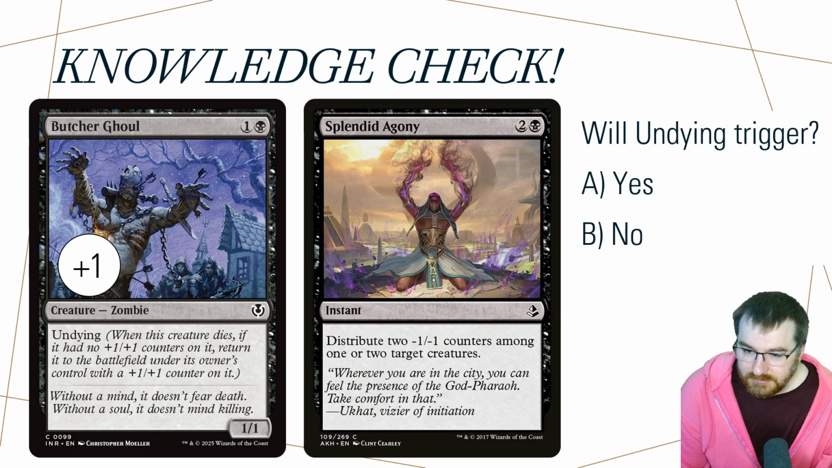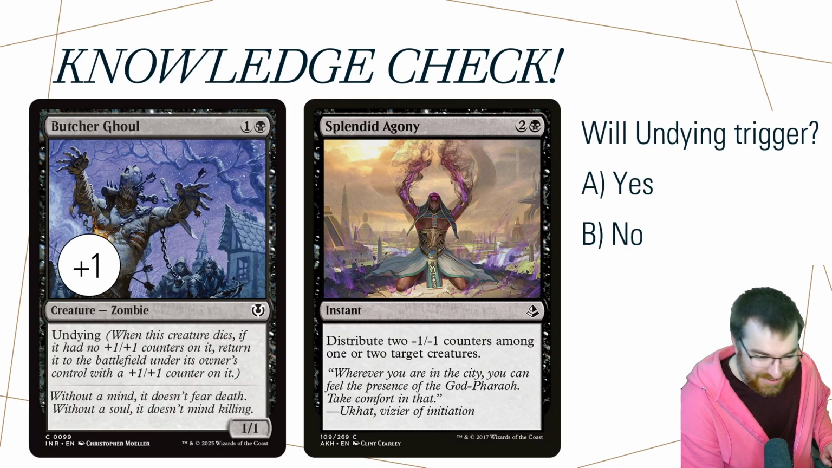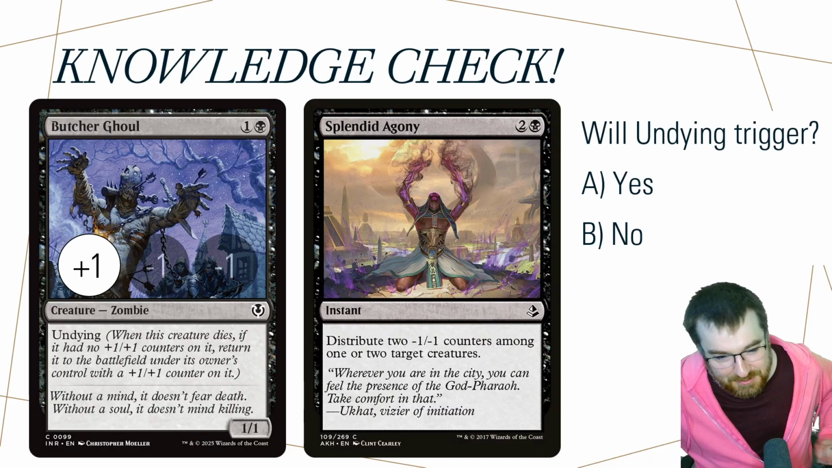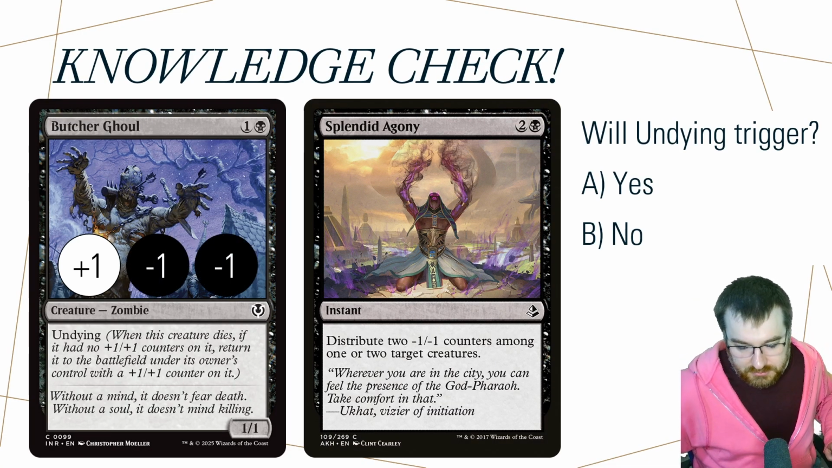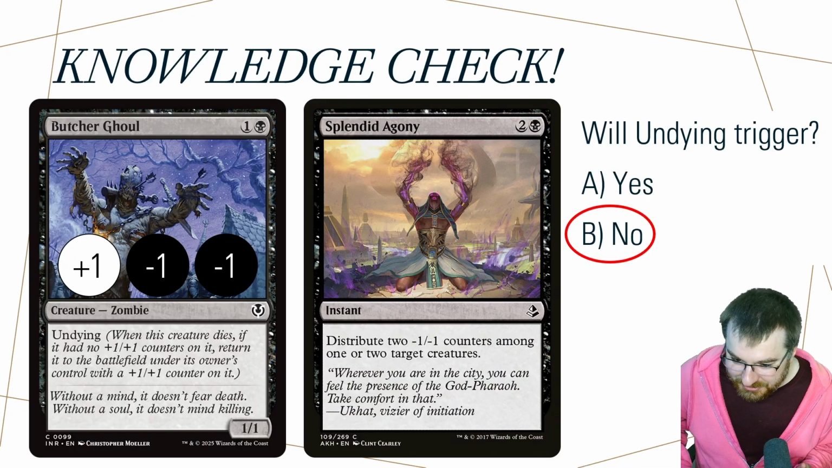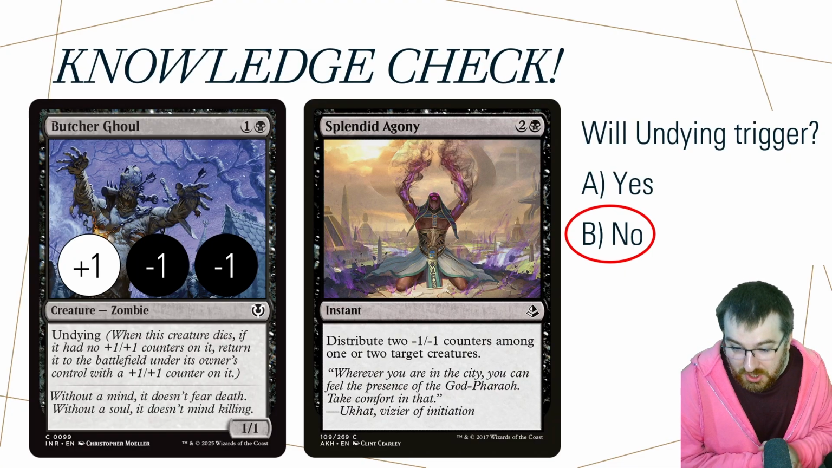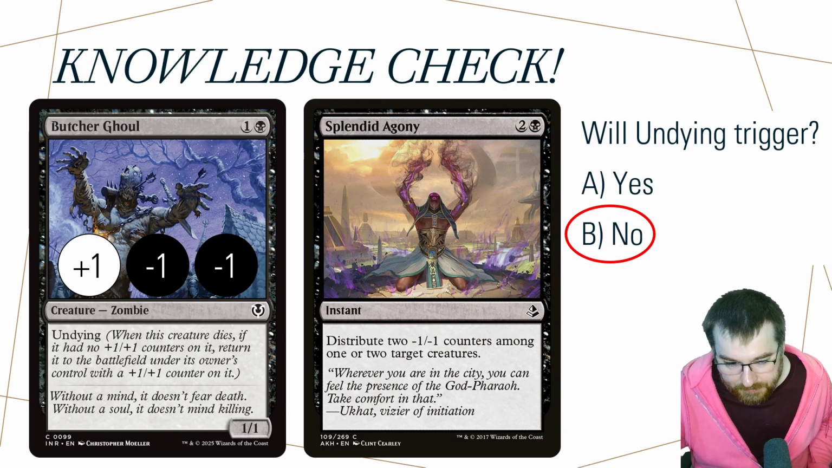All right. We have 7 votes for yes and 2 votes for no. Ooh. All right. Well, this is a good learning opportunity. Oh, sorry. We put the -1/-1 counters on it. Will Undying trigger? No, it will not. So let's talk about why.